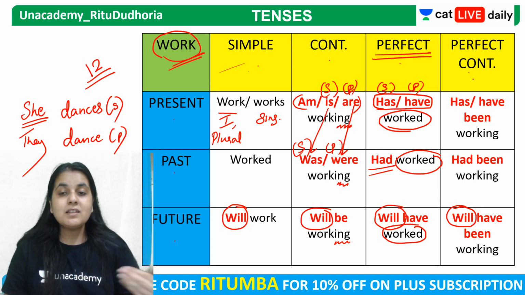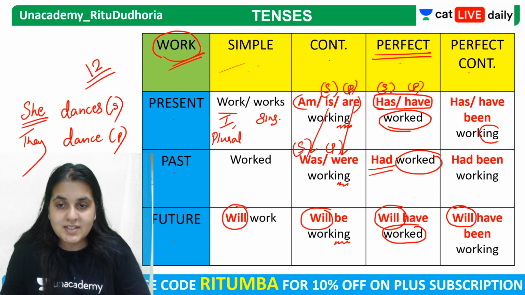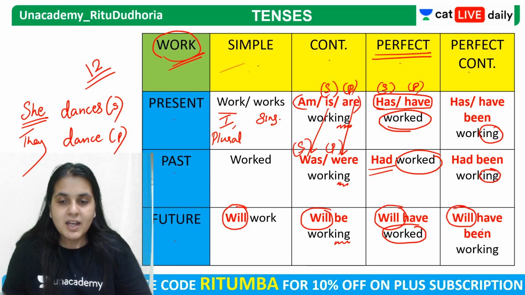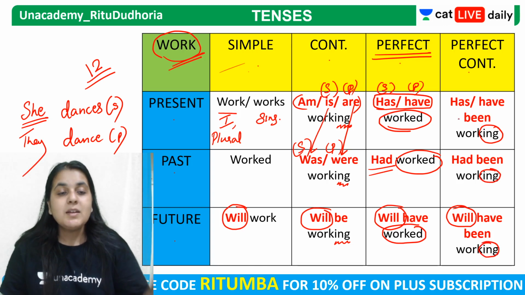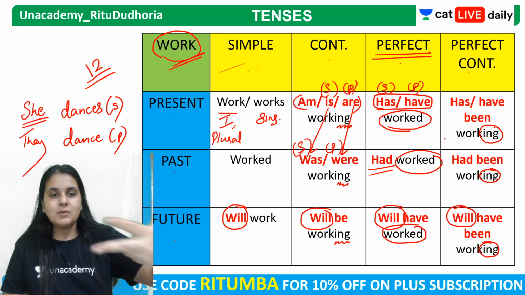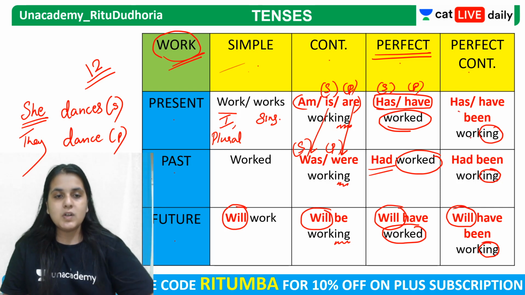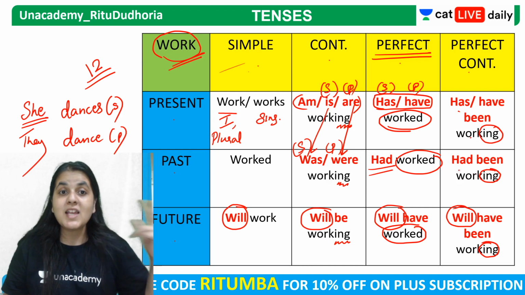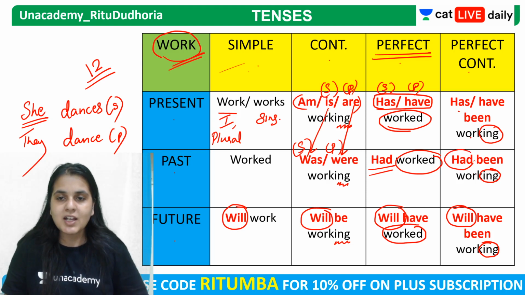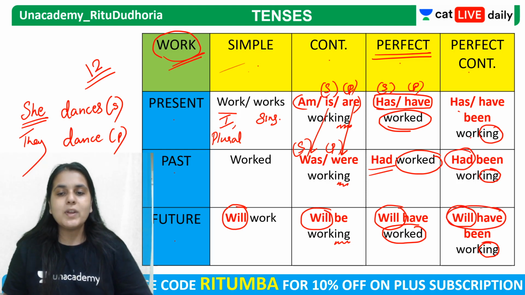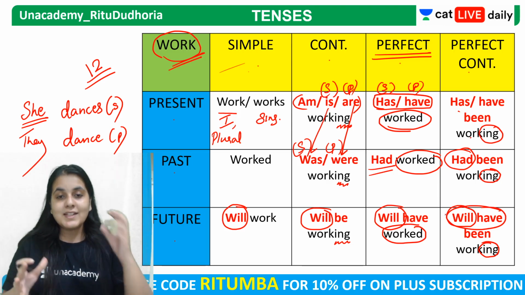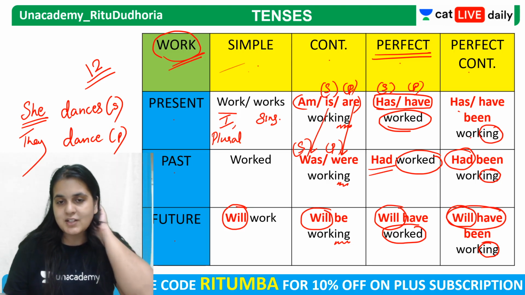Correct? Now present perfect continuous, again continuous है, so ing is going to come. Correct? Present perfect continuous, three parts. Has been working, have been working. Past perfect continuous, had, has और have का past क्या हो जाएगा? Had. Future क्या हो जाएगा? Will have. Clear guys?